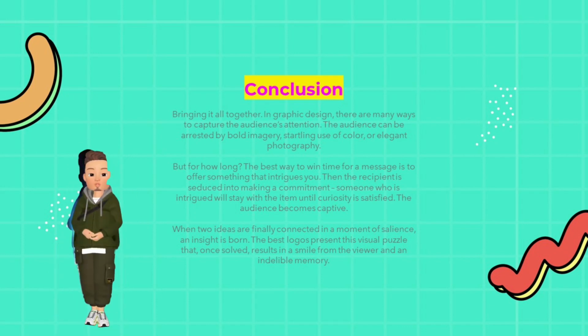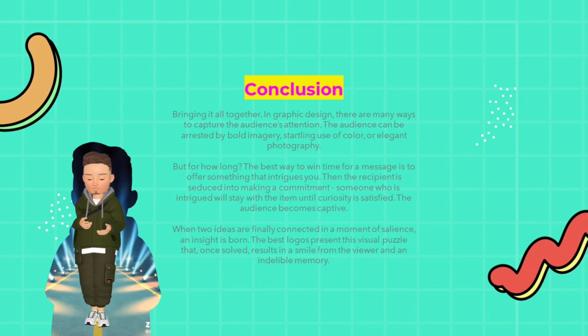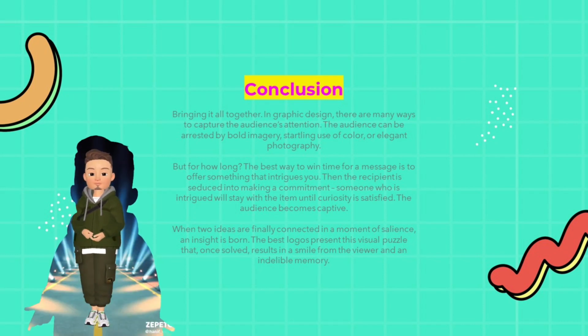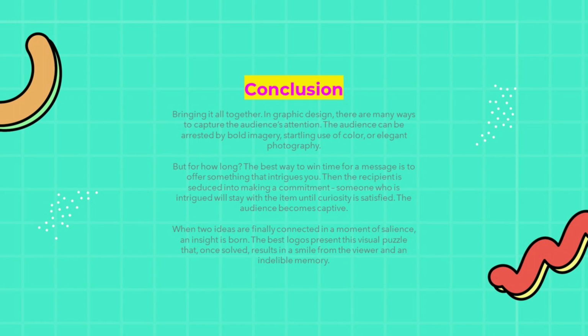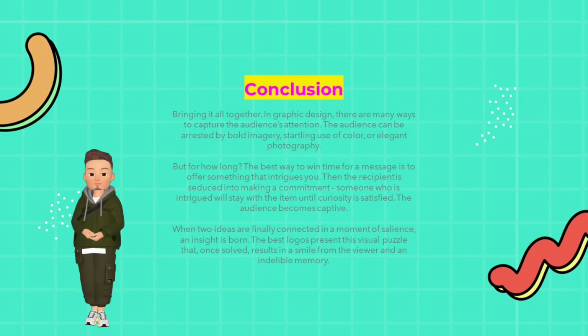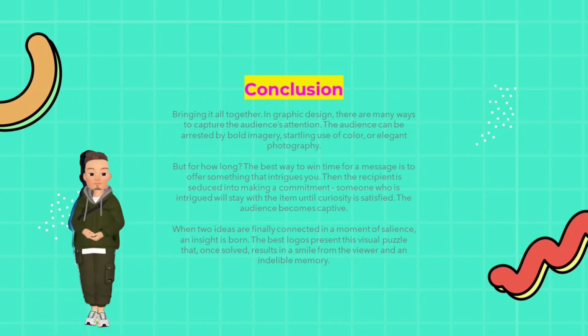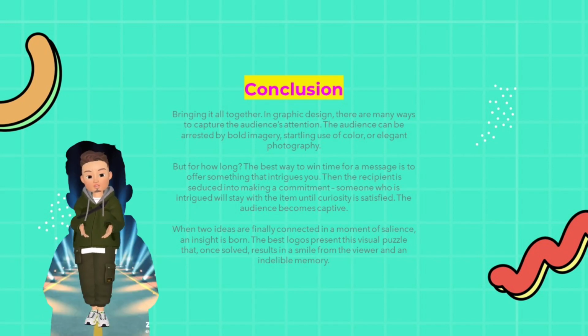There are many ways to capture the audience's attention. The audience can be arrested by bold imagery, startling use of color, or elegant photography. The best way to win time for a message is to offer something that intrigues you. Then, the recipient is seduced into making a commitment. Someone who is intrigued will stay with the item until curiosity is satisfied. The audience becomes captive. When the ideas are finally connected in a moment of salience, an insight is born.